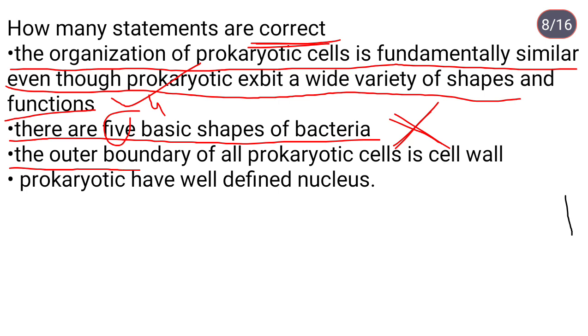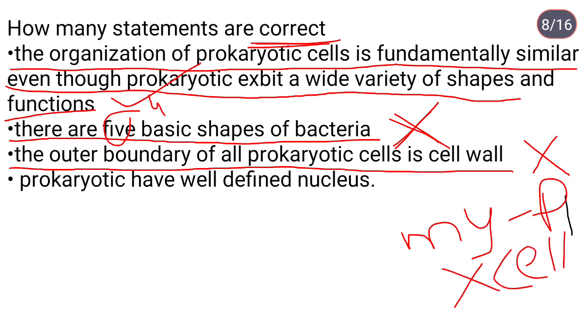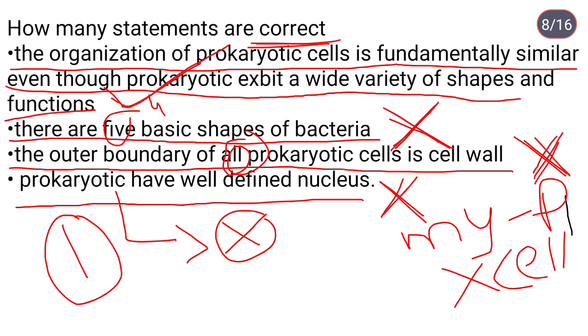The outer boundary of all the prokaryotic cell is cell wall. This is a wrong statement because mycoplasma, which belongs to the prokaryotes, does not have any kind of cell wall. Fourth statement is prokaryotes have a well-defined nucleus. This is also wrong, as prokaryotes do not have a well-defined nucleus. So the first statement is correct and the rest 3 are wrong. Hence, only one statement is correct.